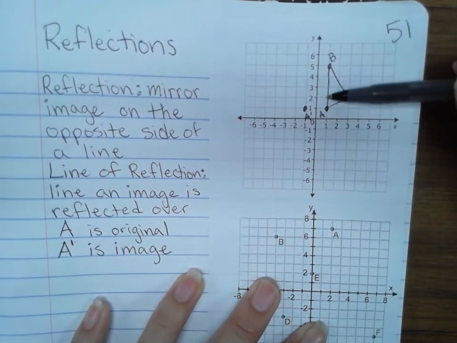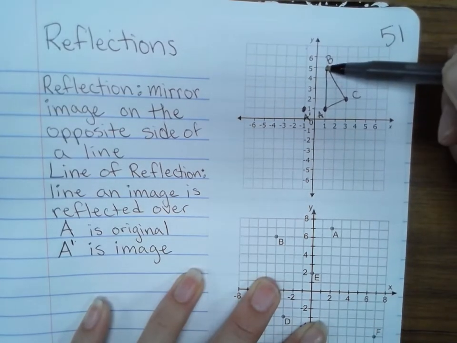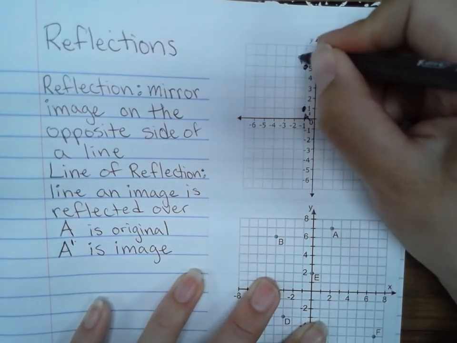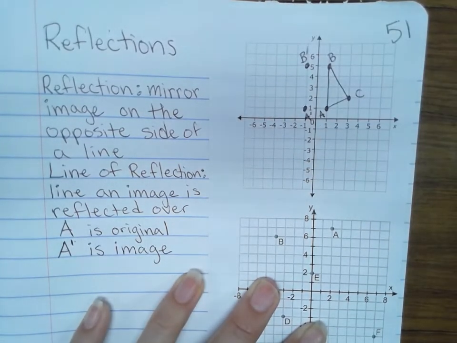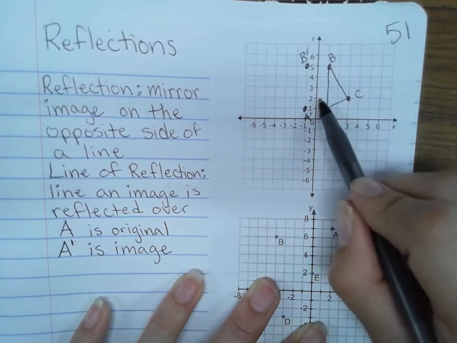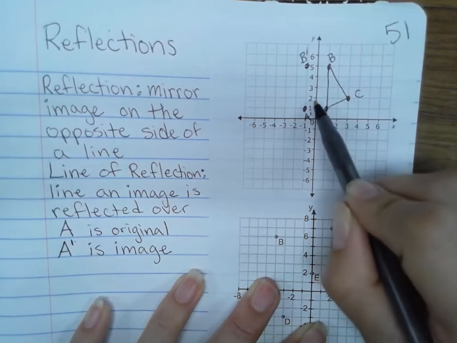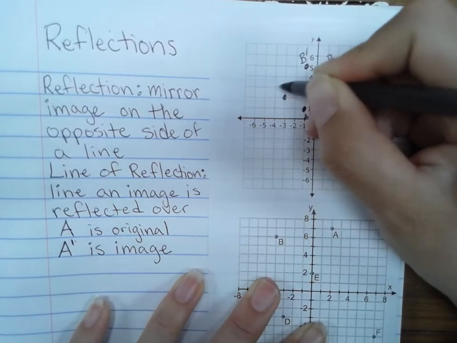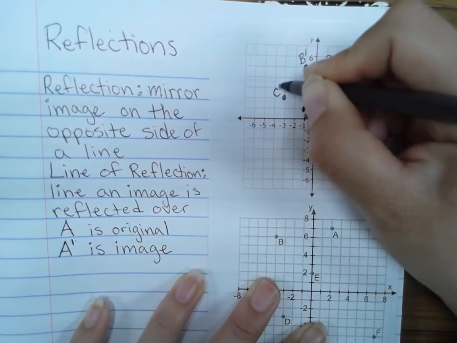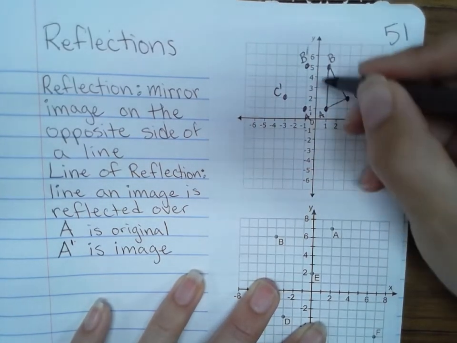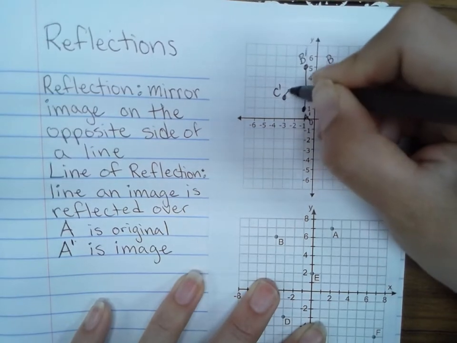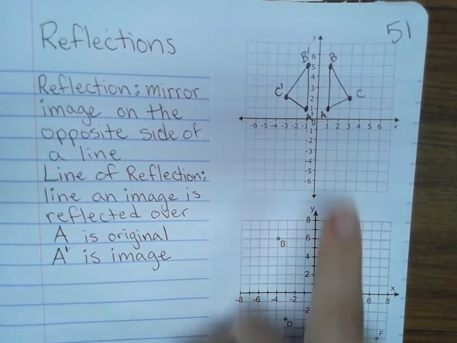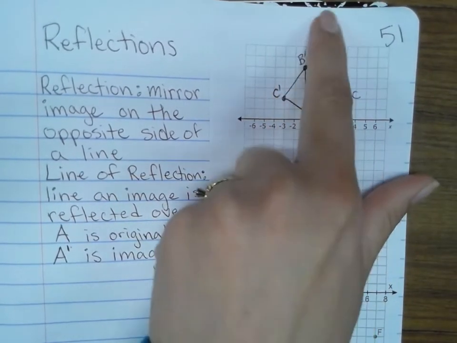Okay, my other points. B up here is 1 unit away, so I'm going to go straight across from there, and it's going to be 1 unit away. This would be B prime. And then right here, C is 1, 2, 3 units away. So 1, 2, 3 units away. This would be C prime. Now, you can see my mirror image of that original figure. See how it's the same exact distance away from my line of reflection.